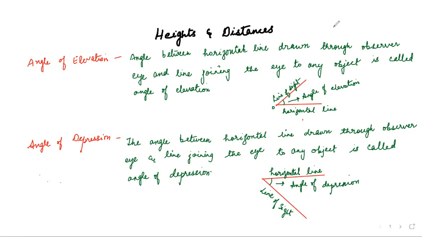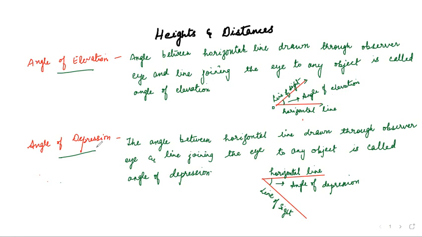So, firstly, here we just have two basic concepts, angle of elevation and angle of depression. Now, angle of elevation is the angle between the horizontal line drawn through an observer's eye and the line joining the eye to any object. So the horizontal line is this one, and the line of sight is this one. The angle between them is the angle of elevation. When we tilt our head and our eyes are seeing on the top, then that is the angle of elevation.